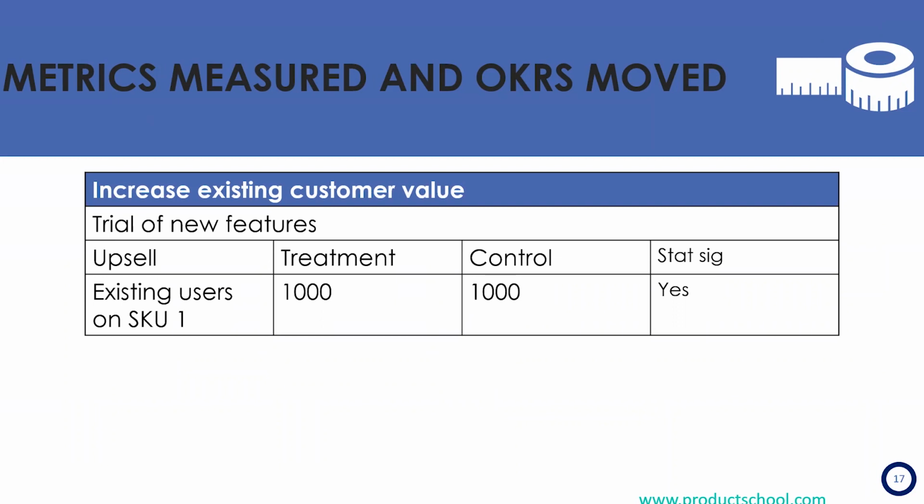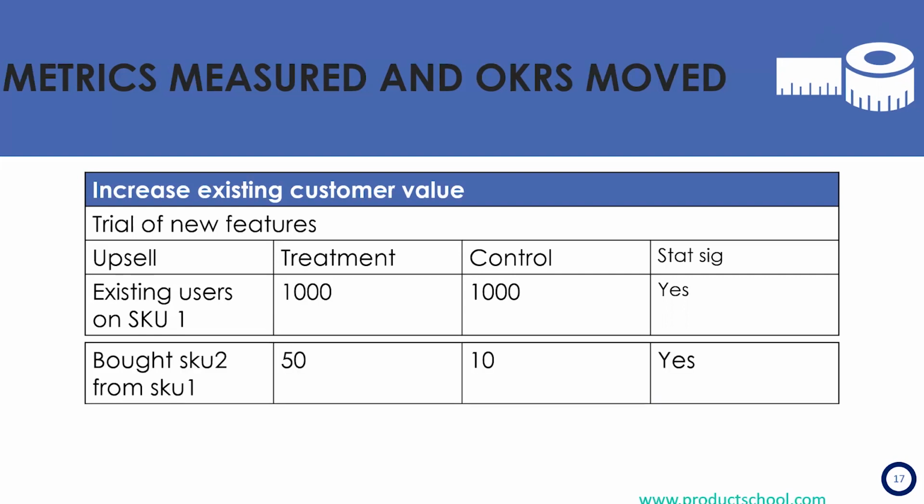Right? So existing users in SKU1, we see 1,000 people in treatment, 1,000 people in control. Great. Looks like it's a 50-50 split. We are statistically significant and we are good to go. So we do want to measure this metric as well. How many people really bought SKU2 from SKU1? Right? So that's the next metric that you want to measure to see if you've been successful with this experiment. Did they really buy the SKU that you want?